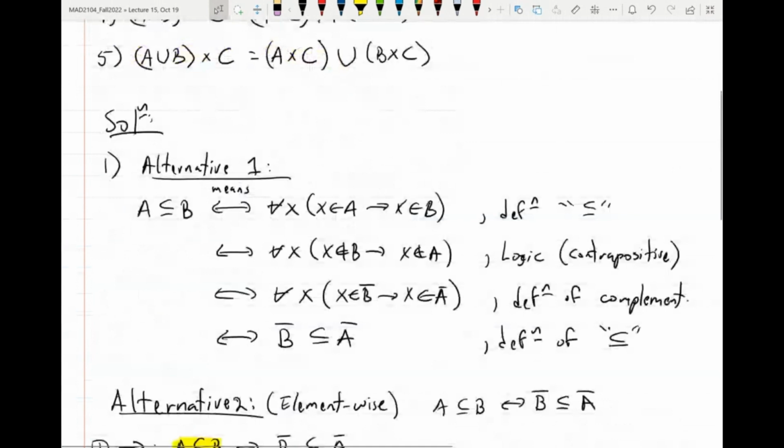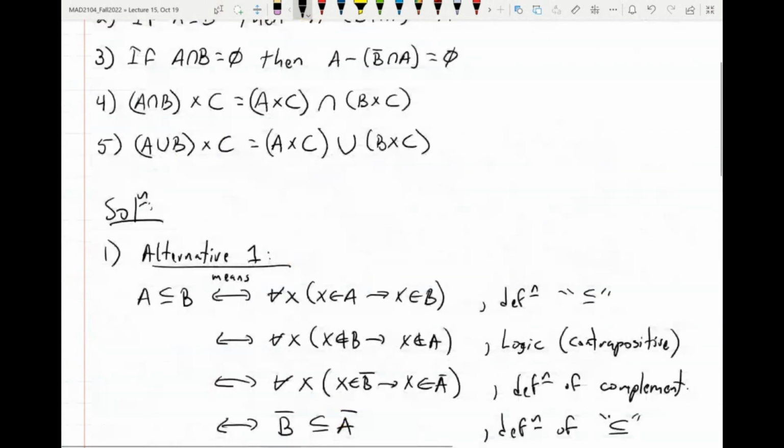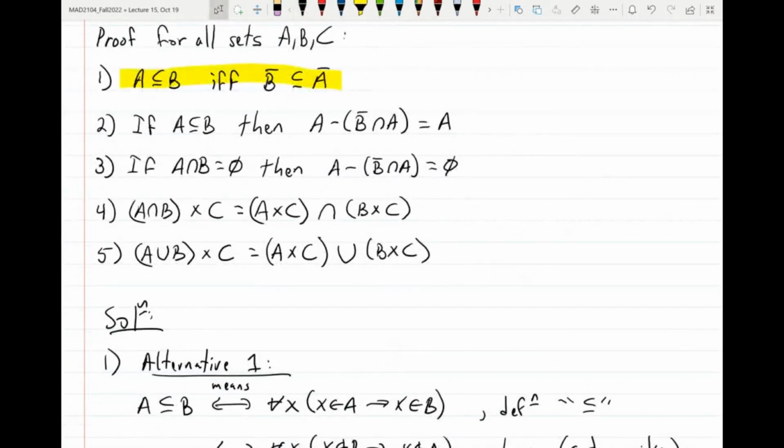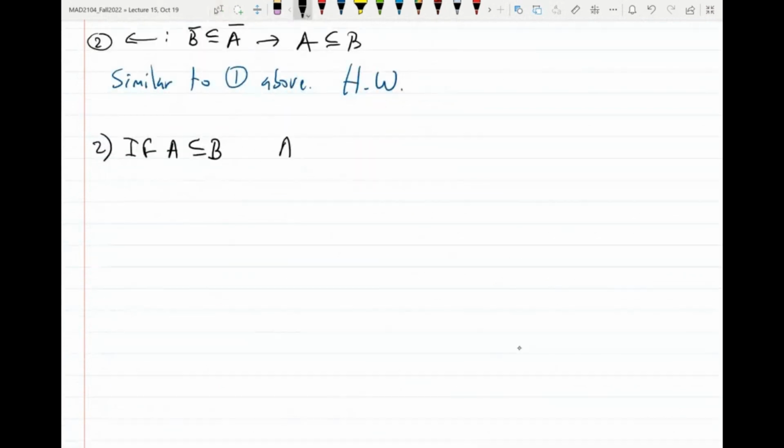Let's try it. So number two says if A is a subset of B, so we are assuming this. This is part of our assumption. So if A is a subset of B, we want to show that then (A minus B complement) intersection A equals A. So again, this is an if-then. So how do you prove it? You assume this, and then given this somehow you want to prove this equality.